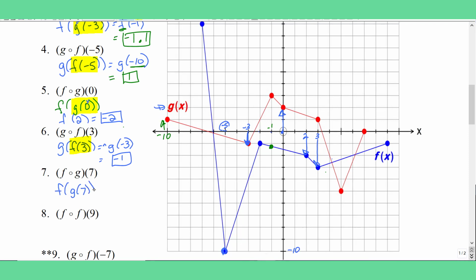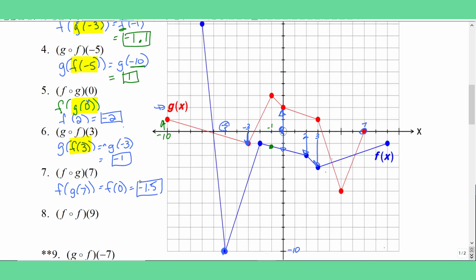Okay, so we want g of 7. So we have 1, 2, 3, 4, 5, 6, 7. Well, what is my g value? 0. So now I want to go when x is 0. Don't go up to the red one. I'm on my blue f function. What is y? And that looks about like -1.5.